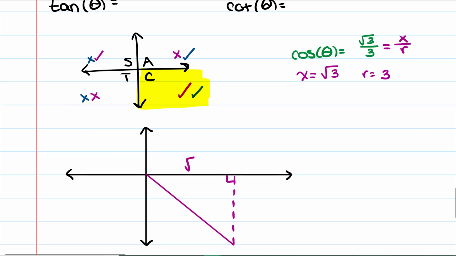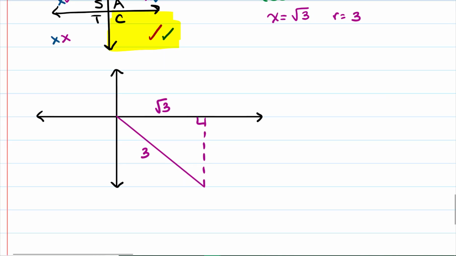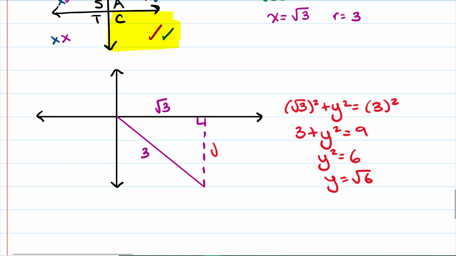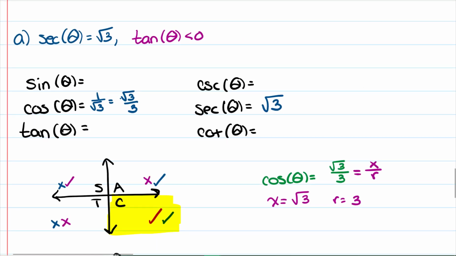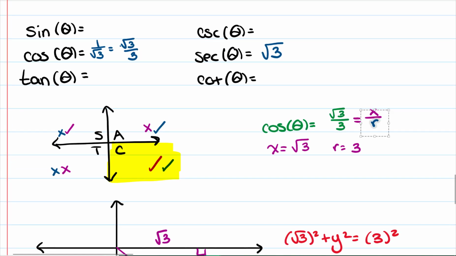And I know that this is radical 3 and I know this is 3. So then I got to use the Pythagorean theorem to find the last side. So I get the last side is the square root of 6. And now I can go ahead and just plug in everything to get the remaining values. So I have sine then is negative radical 6 over 3. And tangent is going to be negative radical 6 divided by radical 3, which gives me negative radical 2.